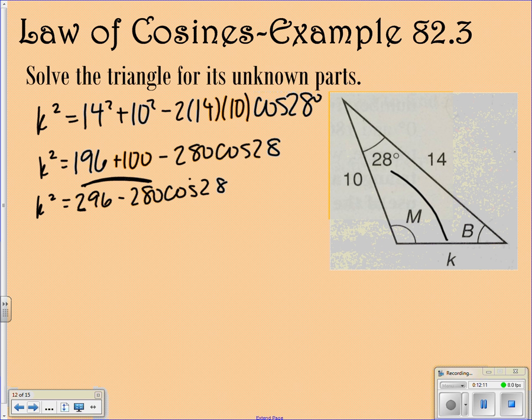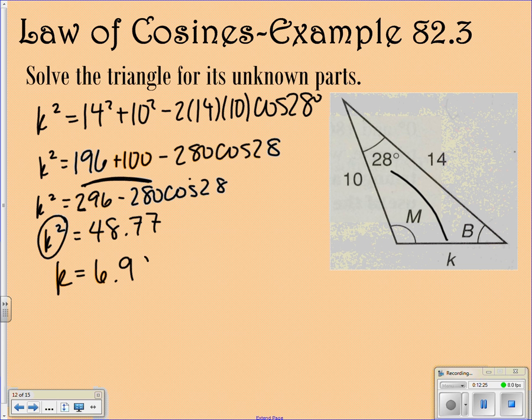So 296 minus 280 cosine of 28 is going to give me 48.77, and so that's k squared. So k is the square root of that, which is 6.98. So that's your k value.